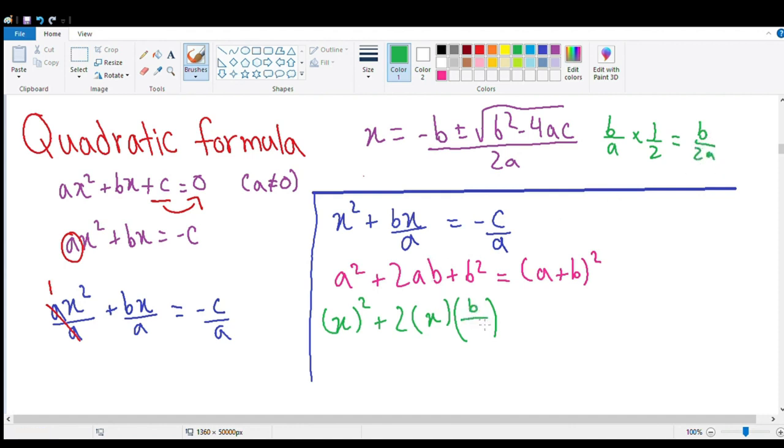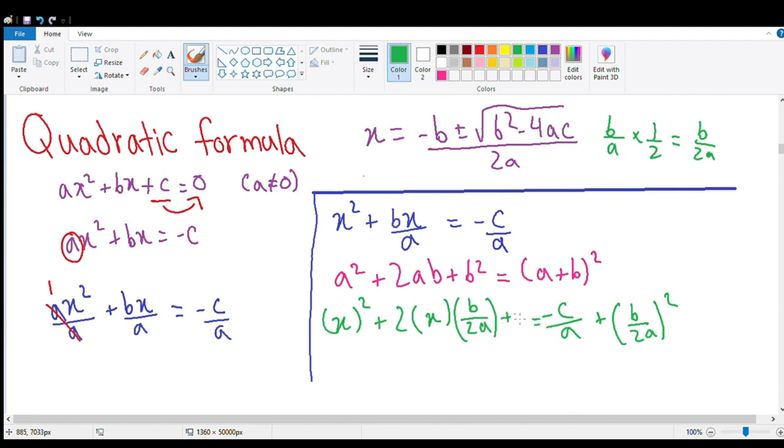That is the value of b over 2a, and then equal to minus c over a, and then plus b over 2a squared. And also we're going to put that over here too. I forgot to. Let me just erase that. Extend that a bit.